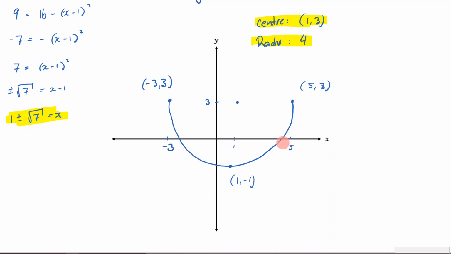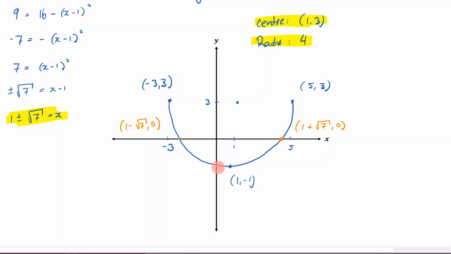Now we have to label the x-intercepts. So this right here will be 1 minus the square root of 7. 1 minus the square root of 7, 0. And this one over here will be, oh, sorry, not minus, plus. Because it's obviously more positive value, so you want 1 plus the square root of 7, because it's the bigger number. This one will be minus. 1 minus the square root of 7, 0.